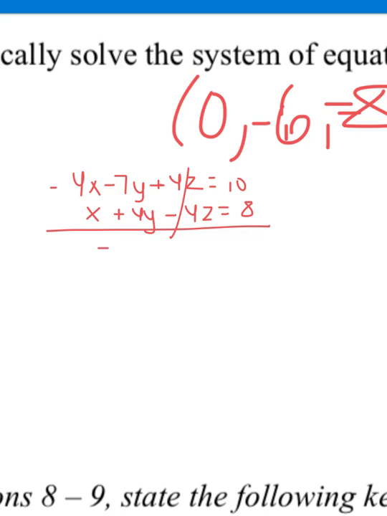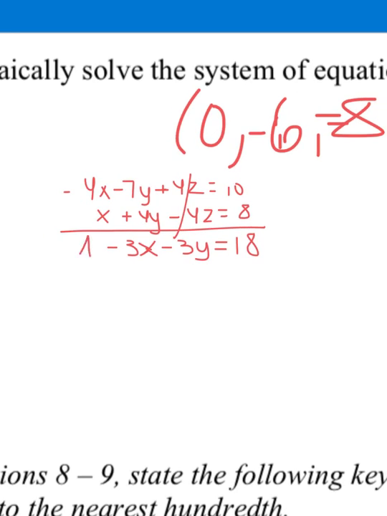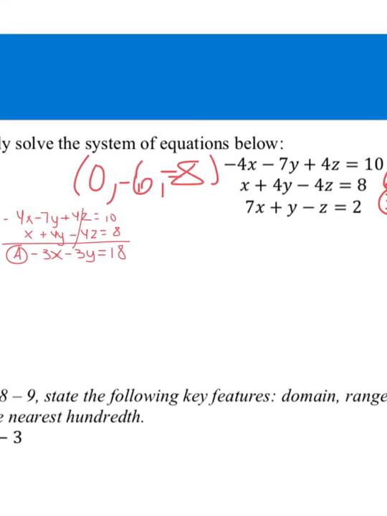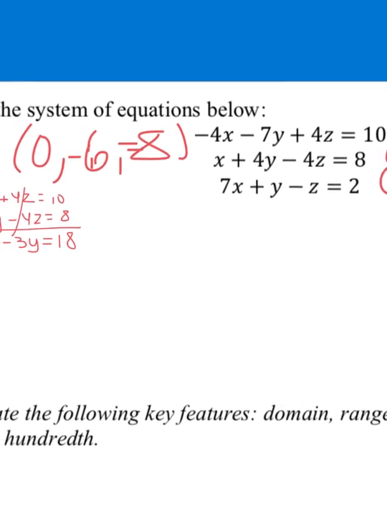-4x and x give me -3x. And you have minus 3y equals 18. Remember, you're adding down for this. Adding down. So this is now equation A. Now you're going to do the same thing on equation 1 and equation 3.